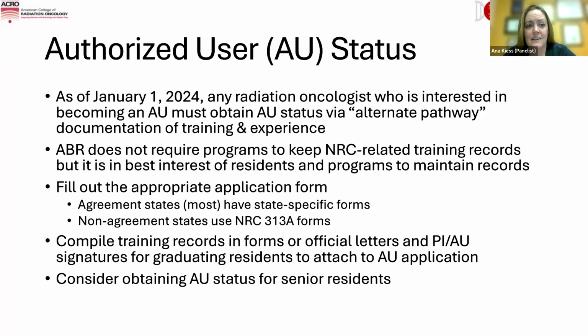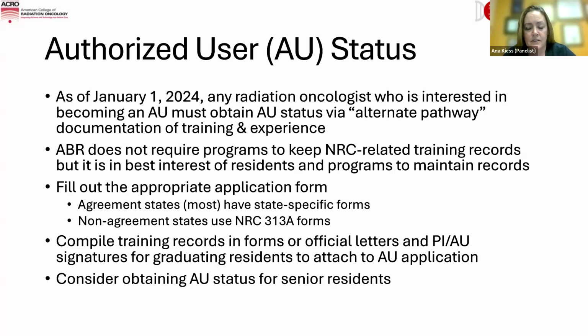So one of the challenges for residents and junior faculty is obtaining authorized user status through the alternate pathway. So this requires us to keep NRC-related training records, and specifically the NRC 313 form, which is the federal form for unsealed source use. And most of the states in the United States actually are agreement states where the state actually has their own authority to grant authorized users. And basically, a lot of the forms are very similar to the NRC 313 form, but depending on which state you're going to work in, it might be slightly different.